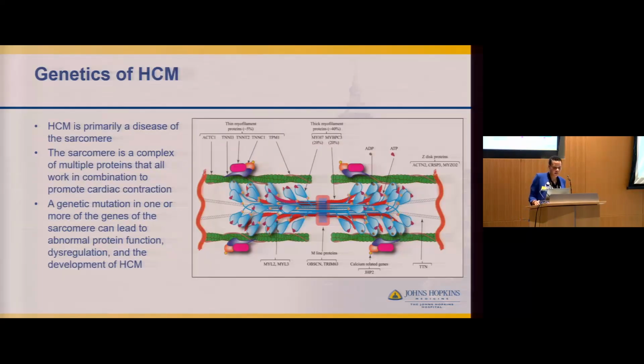Okay, so a little bit more about the genetics of HCM. It's primarily a disease of the sarcomere. A sarcomere is just a giant protein structure, and it has lots of moving parts, and it helps with the contraction of the heart. As you can see, with all of these proteins that make up the sarcomere, if there's a mutation in any one of the genes that encode for this sarcomere complex, it can lead to the development of HCM, because we need a well-oiled machine to make sure all those proteins are working together nicely.